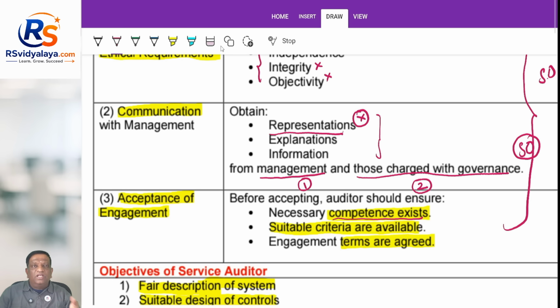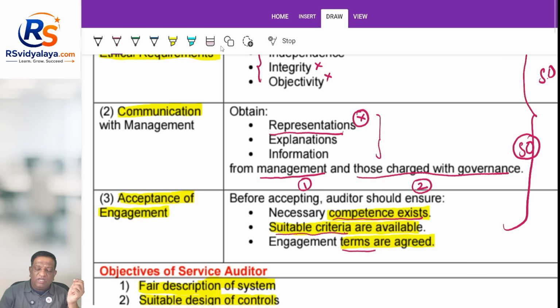It is neither an audit nor a review. So, therefore, the service auditor first will have to review whether he has the competence to accept it. Second, whether suitable criteria are available for verification. And the third, whether the terms that you have set for the engagement are agreed, or the management has any reservations. Once these three are satisfied, the auditor would agree to it.